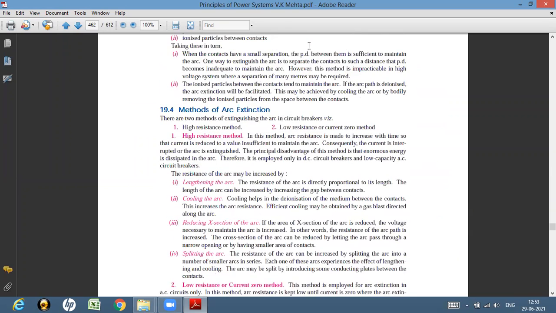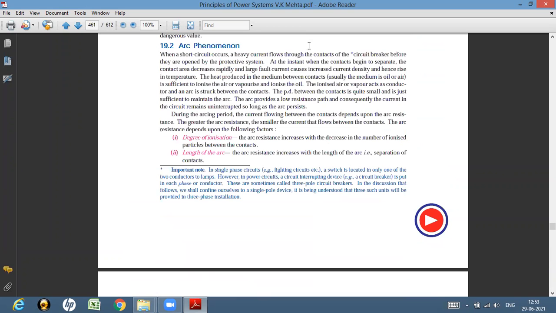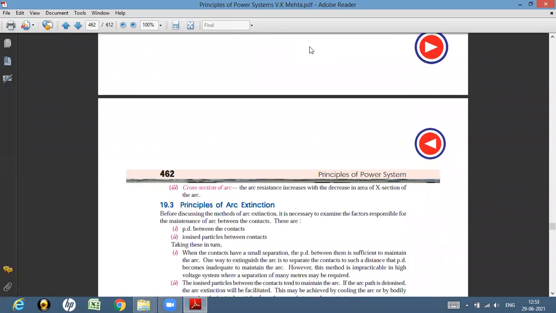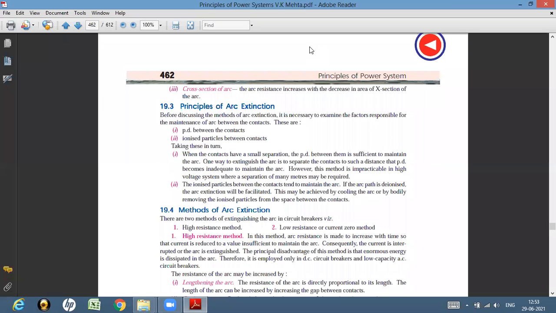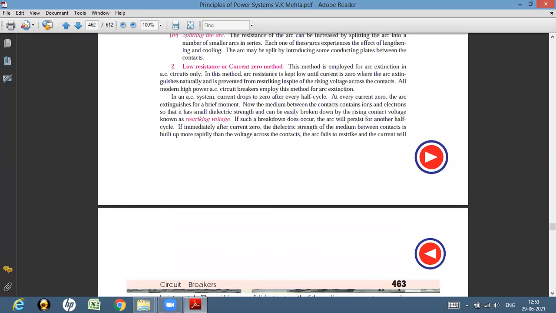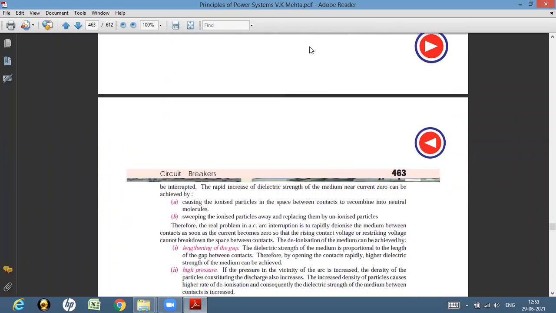You are all directed to please go through this study material, that is arc phenomena. What do you mean by the arc in case of a circuit breaker? How will this arc depend upon the factors? What is the principle of arc extinction? The methods of arc extinction, that is high resistance method and the low resistance method. Kindly go through it, study it, and if you face any problem, we will discuss it in our next lecture. Okay.